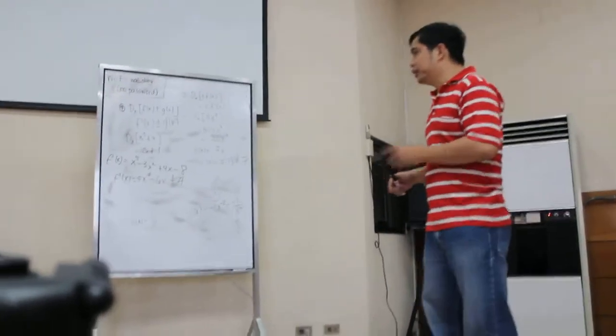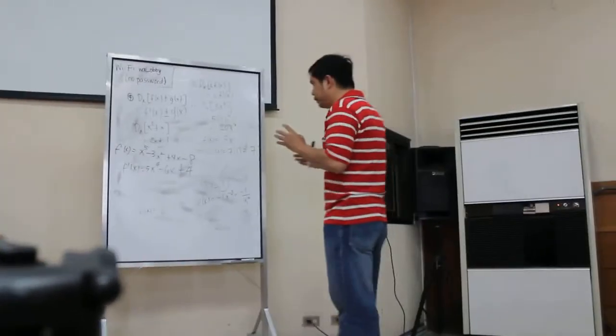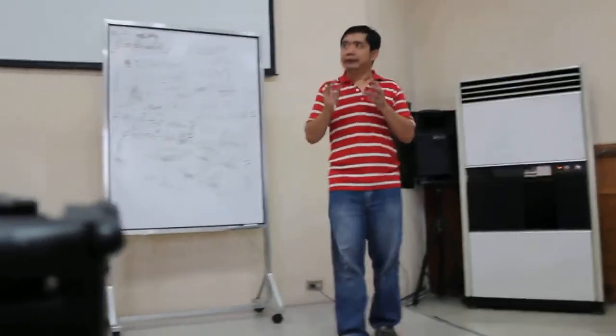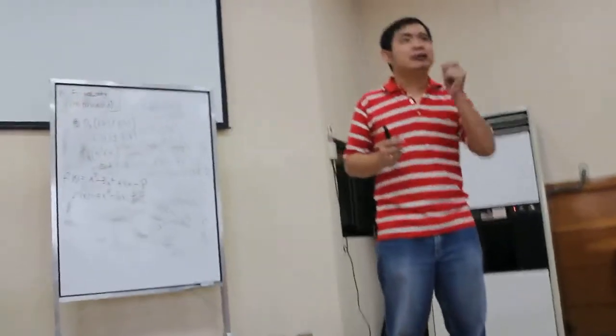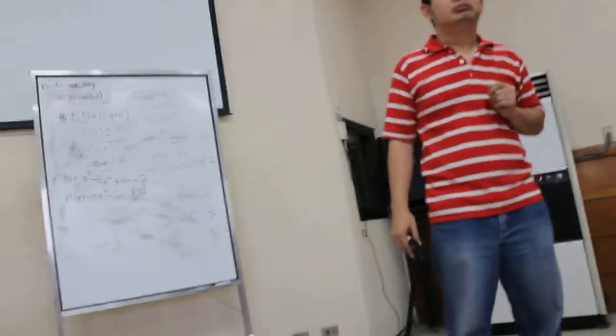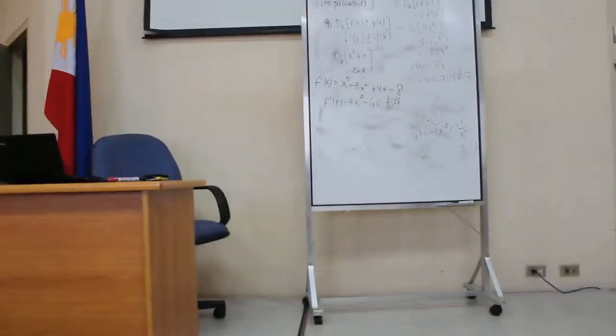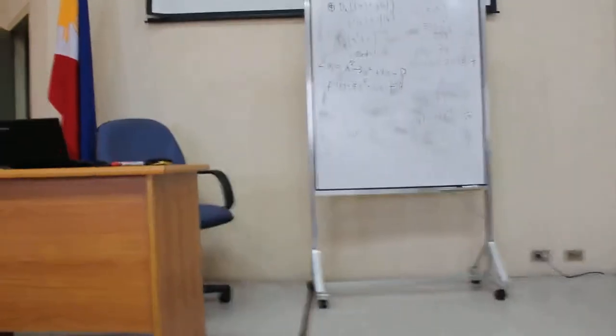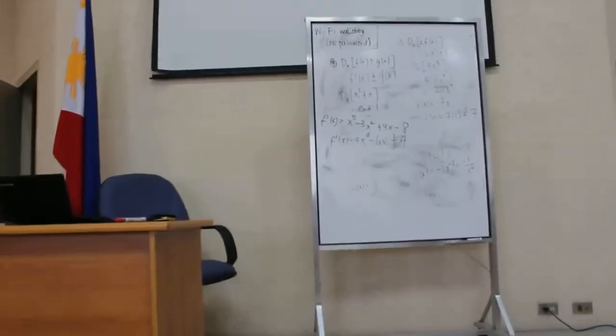Okay? So, if you are being asked to anti-differentiate, for example, what's the derivative of x squared? 2x. Okay, right? So, 2x, the derivative, 2x.